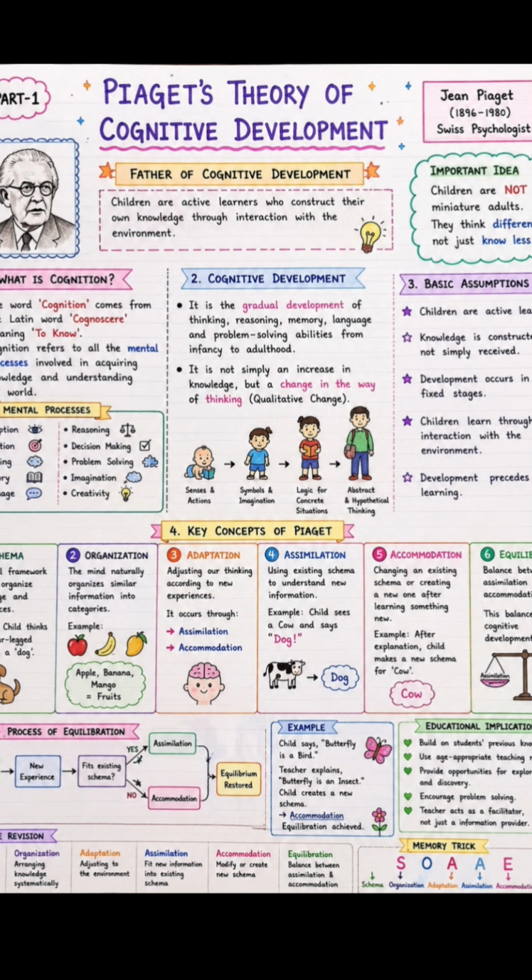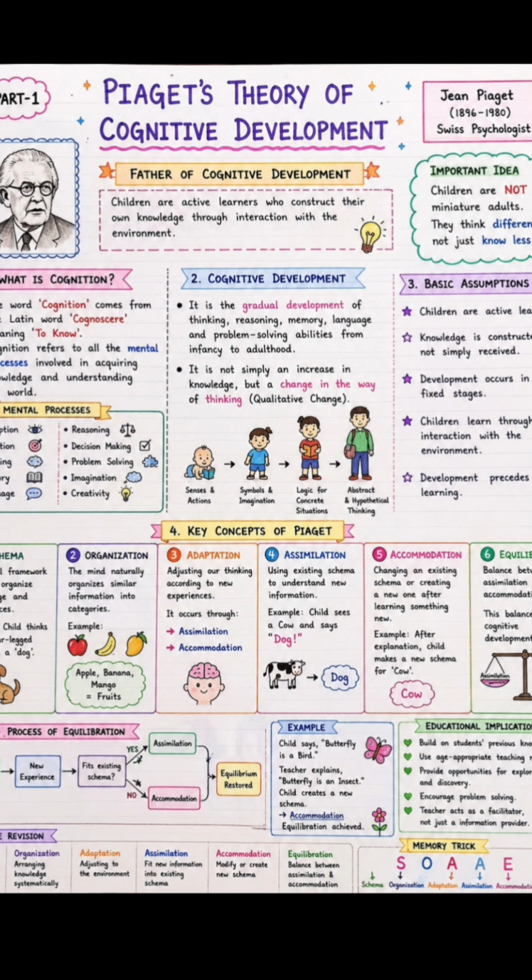Before understanding cognitive development, we first need to understand the word cognition. The word cognition comes from the Latin word cognosco, which means to know or to gain knowledge. In psychology, cognition refers to all the mental processes that help us acquire knowledge, understand information, remember experience, solve problems, make decisions, and interact intelligently with the world around us. In simple words, whenever our brain is thinking, remembering, understanding, imagining, reasoning, or solving a problem, cognition is taking place.